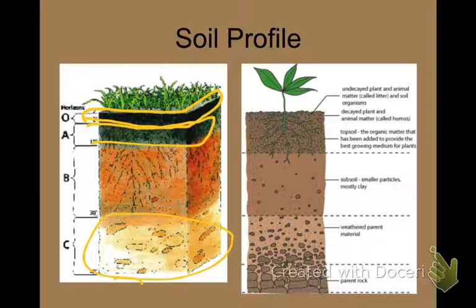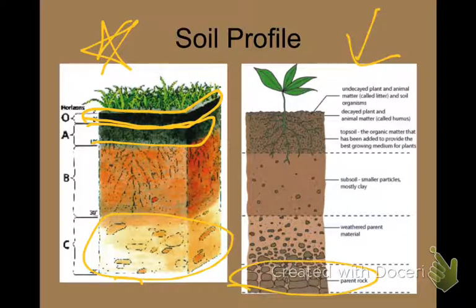So you have the O horizon, then A, B, C. And notice this profile doesn't actually have the parent material shown. This one over here, it has that parent material, it has the bedrock. Then you get to your horizon C, your horizon B, and then over here we have your A.